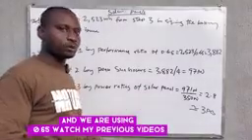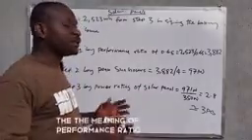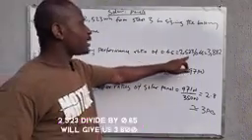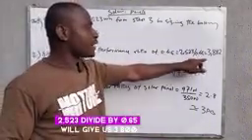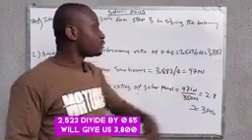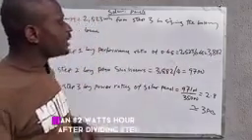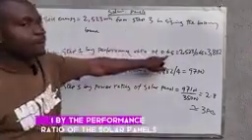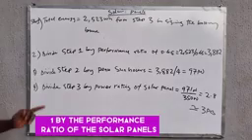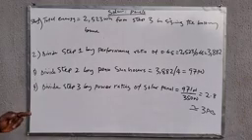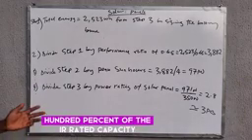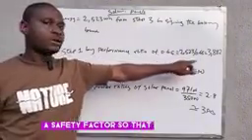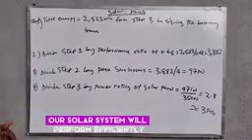Watch my previous videos where I explain the meaning of performance ratio. Now, we have 0.65. 2,523 divided by 0.65 will give us 3,882 watt hour after dividing step 1 by the performance ratio of the solar panels. Ideally, solar panels don't perform 100% of their rated capacity, so we need to put a safety factor so that our solar system will perform efficiently.